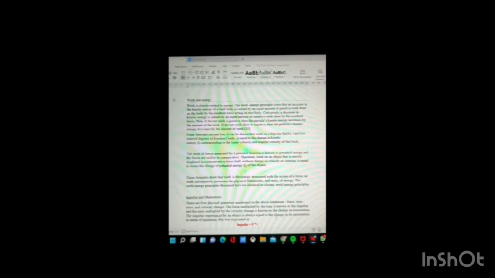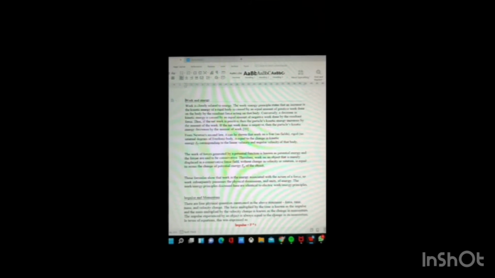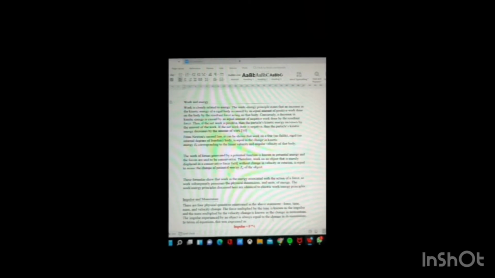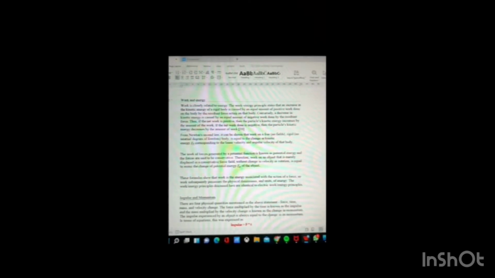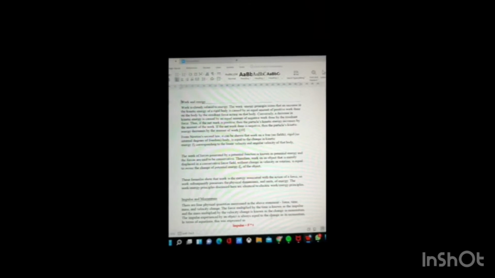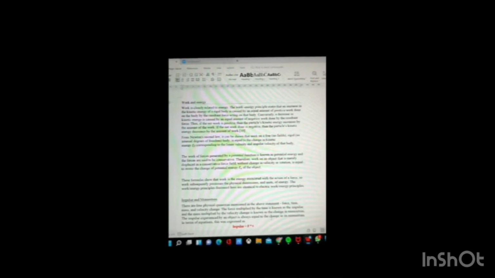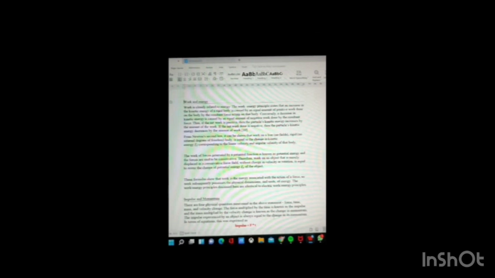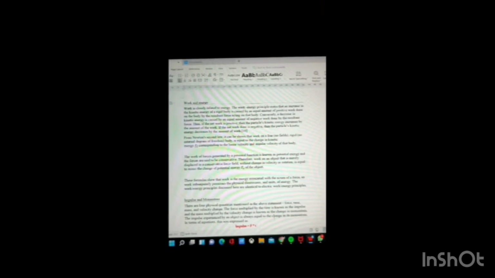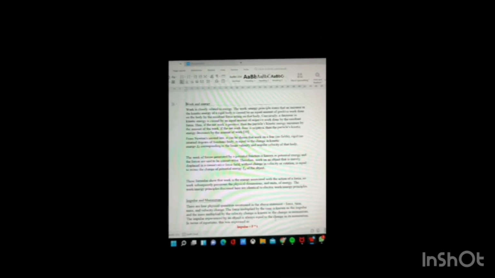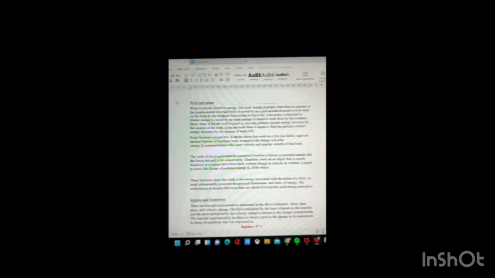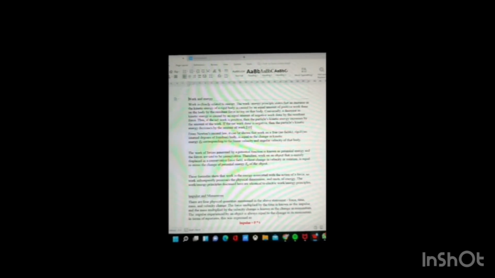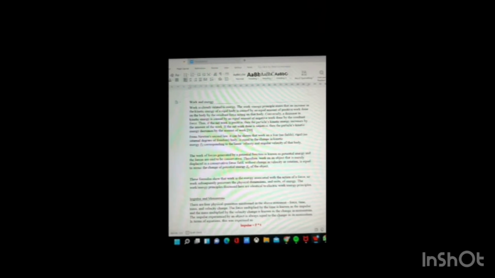Okay, so what is work and energy? Well, work is always closely related to energy. The work energy principle states that if there is an increase in kinetic energy in a rigid body, it is caused by an equal amount of positive work done on the body by the resulting force acting on the body. Conversely, a decrease in kinetic energy is caused by an equal amount of negative work done by the resultant force.